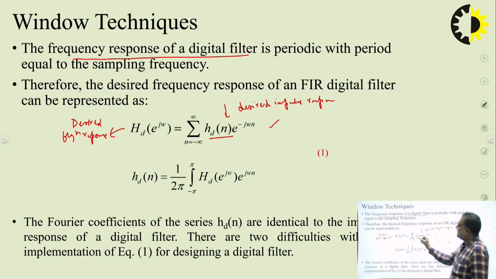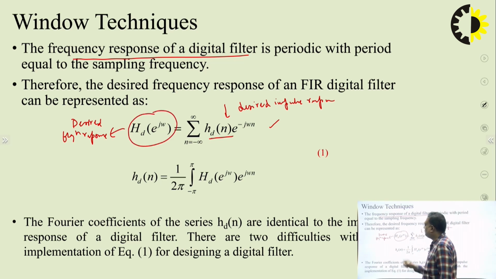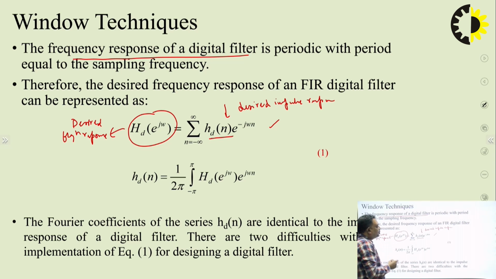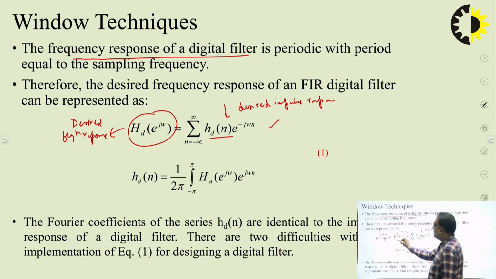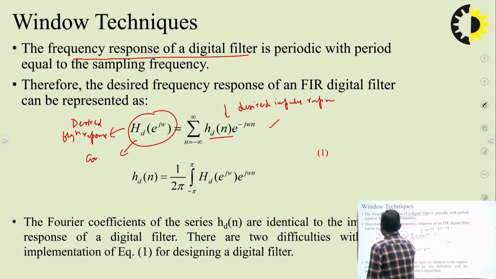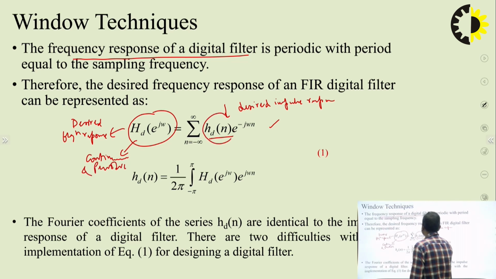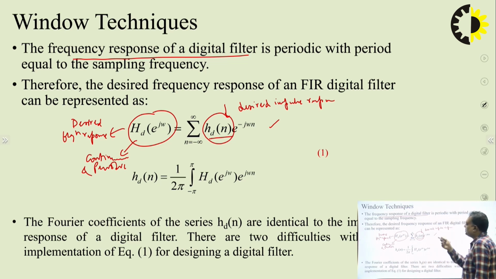Now, in case of a digital filter, this Hd(e^jω) is periodic with period 2π. If you see the frequency spectrum, you will find that it is continuous in nature and periodic with period 2π. So this is continuous and periodic.